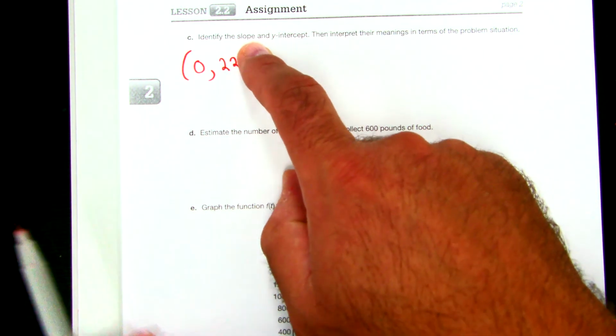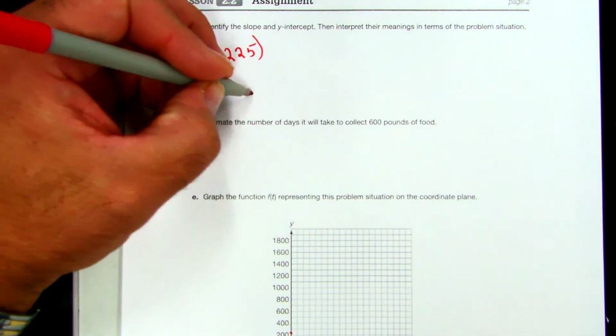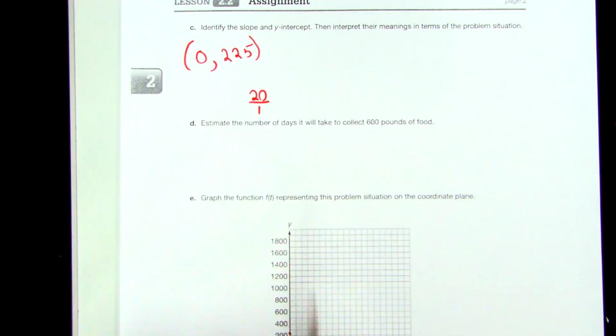20 per day. Hey, wait a minute. If it's 20 per day, that means the denominator is 1. That means 20 over 1 is also known as my unit rate because the denominator is 1. And hopefully you understand that 20, when written as a fraction, always has a denominator of 1.